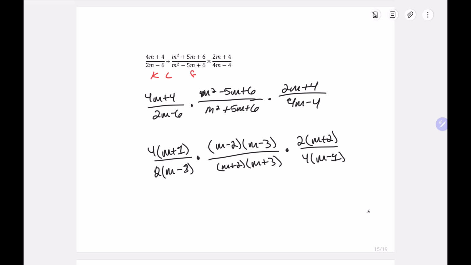If we look at canceling, we can see that we have a 2 in the bottom, a 2 in the top, a 4 in the top, and a 4 in the bottom, an m minus 3 in the bottom, and an m minus 3 in the top, and an m plus 2 in the top and the bottom. And we can see that that is it. And so our answer would be m plus 1, m minus 2, all over m plus 3, m minus 1.